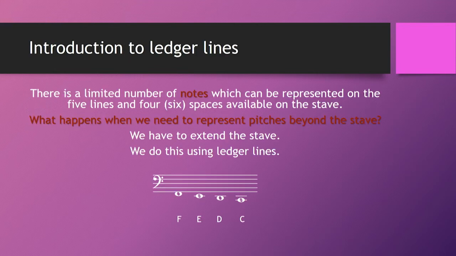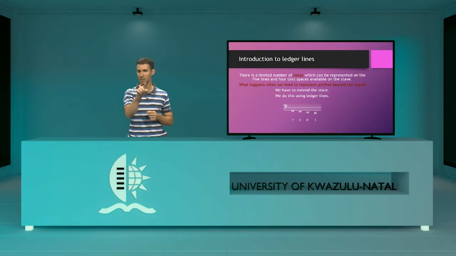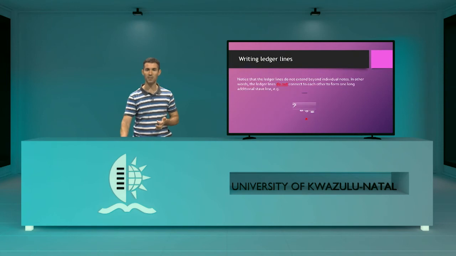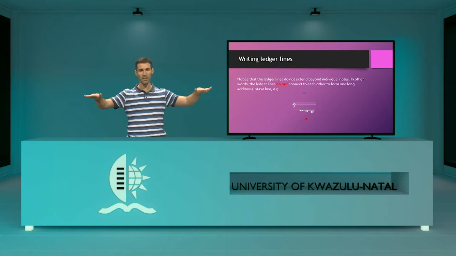If we go back to the slide before, you'll see that for each note, the line is quite a small line and it only affects the note for which it is intended. For example, the E, the line goes just a little way beyond the note on either side. It doesn't attach to the D and it doesn't attach to the C. That's a very, very important principle in writing ledger lines. You don't extend the whole line to create a new stave. You just keep them very close to the note that you are working with.